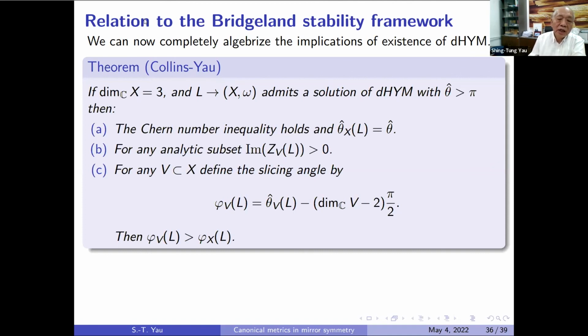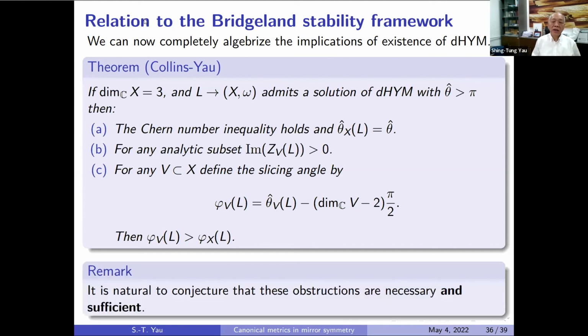And now suppose I define, for any subvariety, a slicing angle by this formula that I wrote down here. And then we want to say that the slicing angle is strictly bigger for the subvariety. This would be an inequality. So this is a necessary condition for the existence of the deformed Hermitian-Yang-Mills condition in dimension 3.